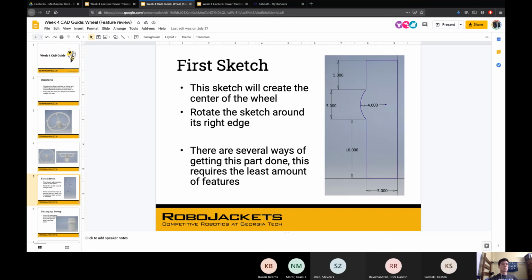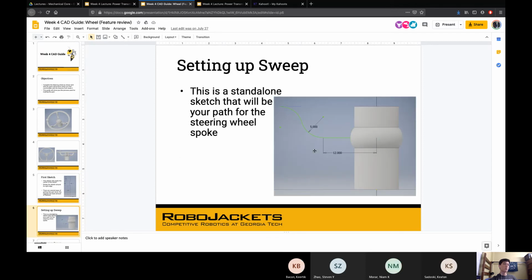So this first sketch, pretty simple, pretty self-explanatory. The tough part might be creating this arc here, but you have all the information that you need in order to create it. Then once you rotate or revolve that part around, then we're going to create a sweep.